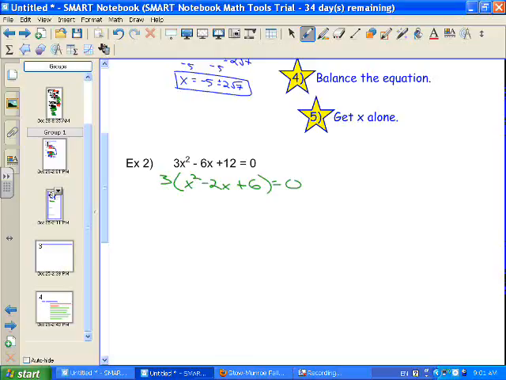Multiply by 3 is not 6. 12 divided by 3 is 4. Sorry, I'm too trusting. Now, will that factor? Is there anything you can multiply together to get 4 that will add together to get me 2? No, unfortunately not. So this one's not going to factor, but we can try to complete the square here.